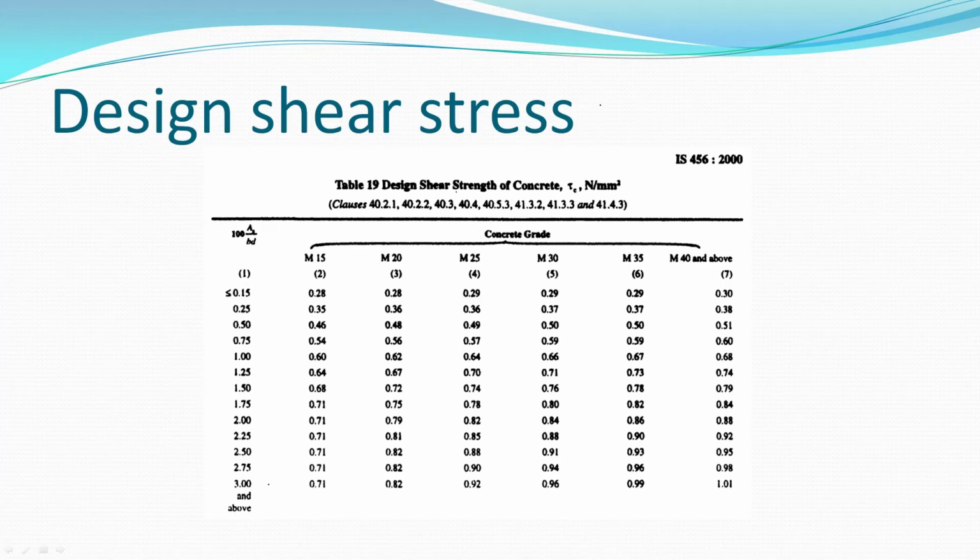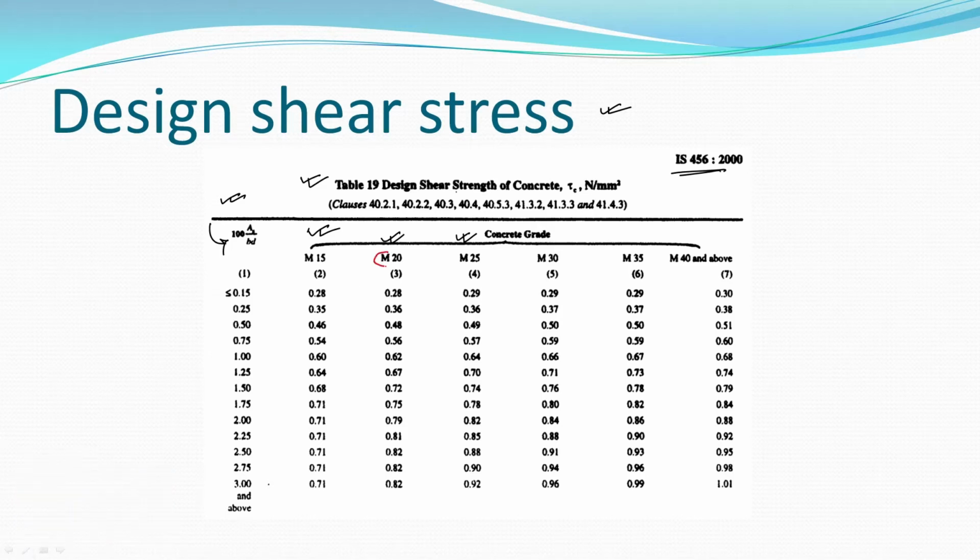So for design shear stress we need to see Table 19 given in IS 456:2000. With respect to the value of pt, this is the pt value, right? It is As by bd into 100, the percentage of steel. With respect to the value of pt, we also know the grade of concrete, like by considering which grade of concrete we are designing that particular thing. So we need to consider that particular grade. Suppose I am considering M20.